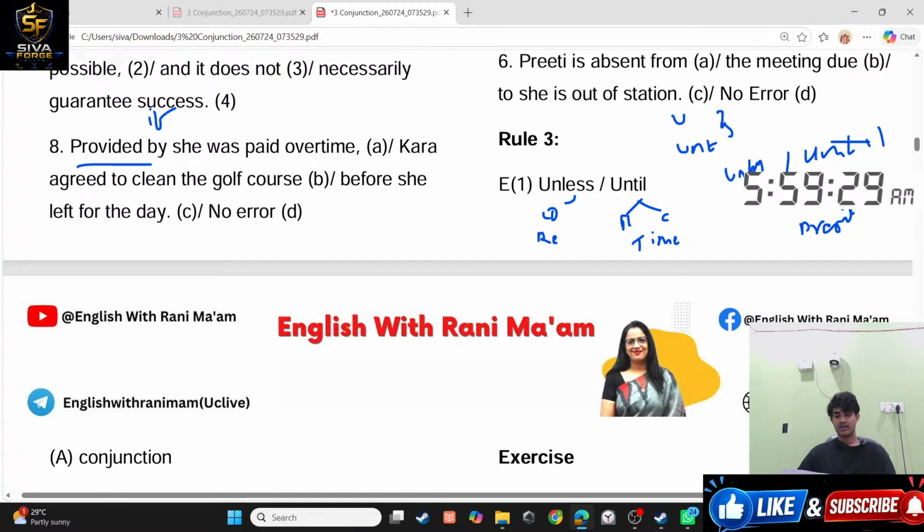Whether and if tell the doubt, while that tells the surety. If you use that as a conjunction, it tells the surety. So, "I don't know if he will come." If acts as a conjunction here. "I don't know whether he will come or not."